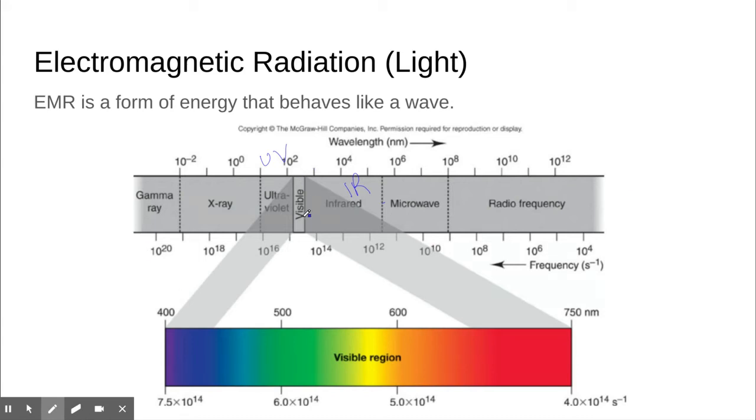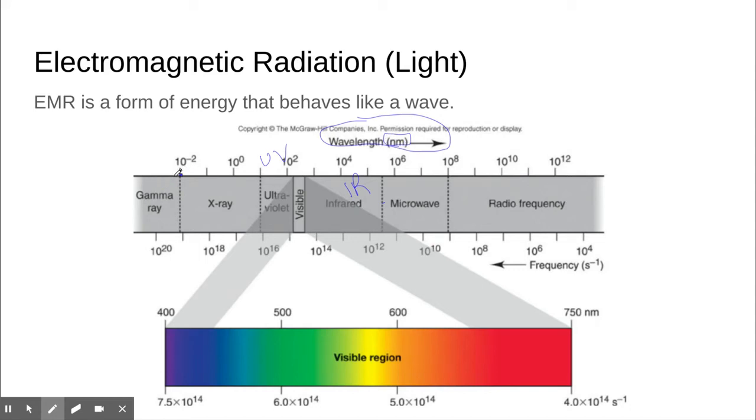Also, within the visible, we have the different colors. So back to that rainbow, or ROY G. BIV. We have our red over here, orange, yellow, green, blue, violet. You also might notice that we have wavelengths. Again, one characteristic of light is that we can measure the wavelength. And these wavelengths, like I said, are measured in nanometers, and they vary.